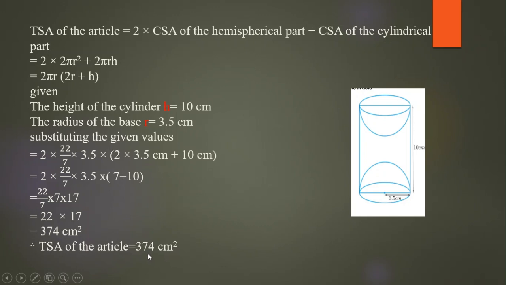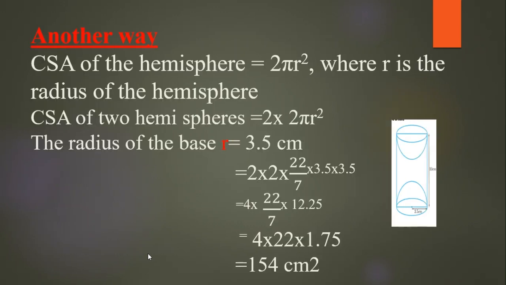But there is another way also. Let me show that. I have made it for you. See, what is the other way? Here I have taken individually the curved surface area of the hemisphere as 2 pi r square, where r is the radius. That is why I am taking the curved surface area of two hemispheres individually. 2 into 2 pi r square, where r is 3.5 centimeters. I substituted the values and simplified. So finally, what did we get? The curved surface area of two hemispheres is 154 square centimeters.